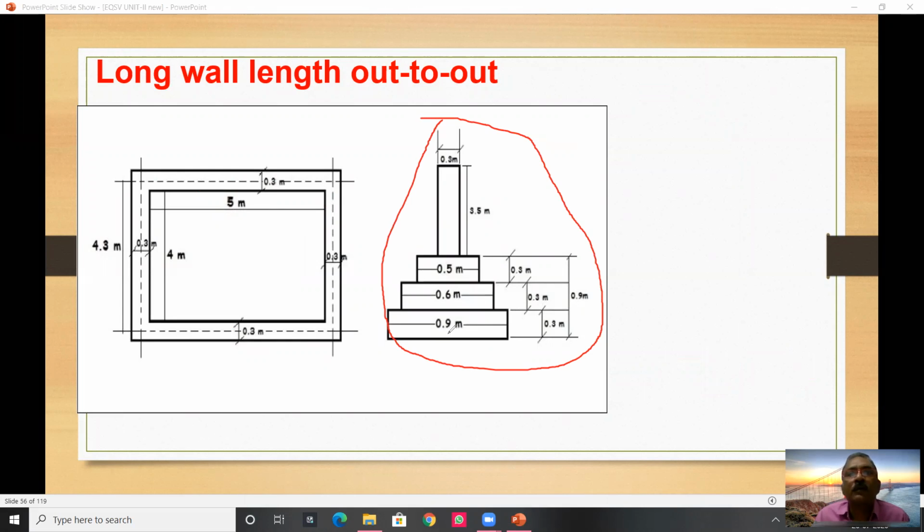Here you will have the PCC bed, which I explained. And here, the first footing: this is the width of your first footing, 0.9 meters, and the depth of the first footing, 0.3 meters. Observe carefully. And what is the second footing width? 0.6 meters. The depth of the second footing is 0.3 meters. These may vary: 0.2, 0.4, 0.5.